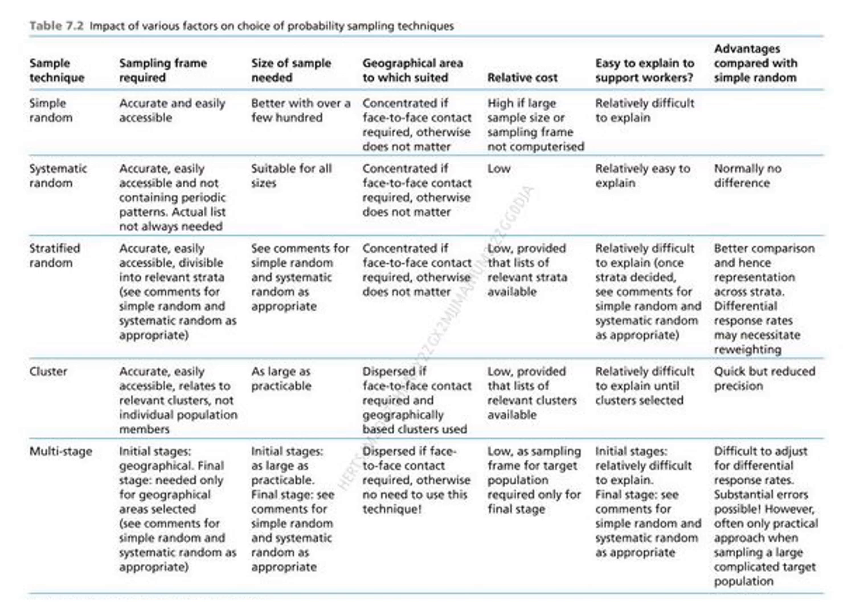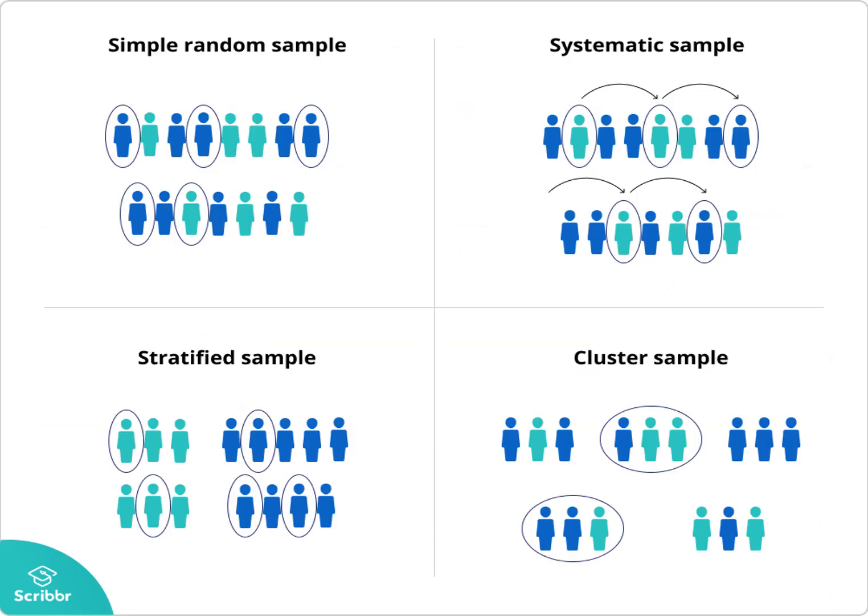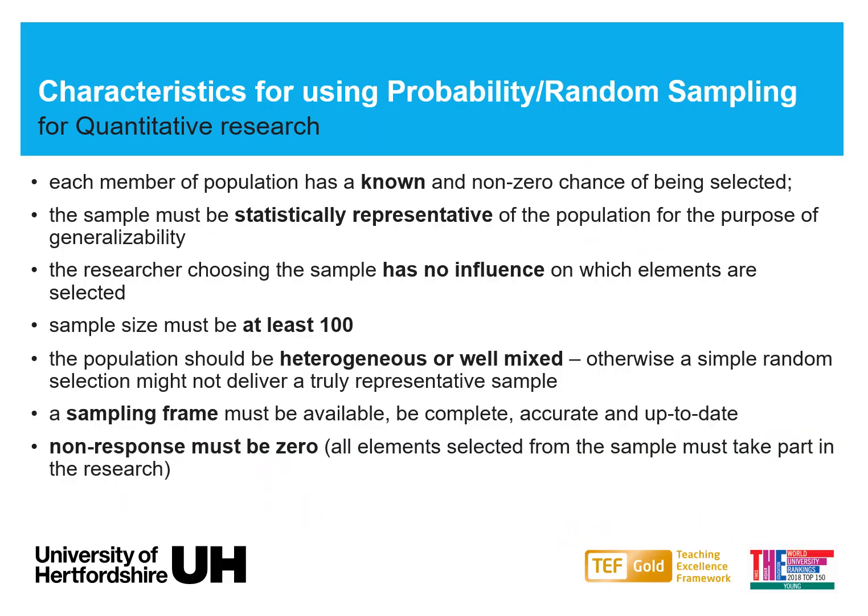Okay. I quite like this image. I got it from the internet, which clearly indicates the differences between the 4 main probability or random sampling methods. And as you can see, as we explained earlier, I hope this gives you an idea as well. So just to summarize the characteristics of probability or random sampling.